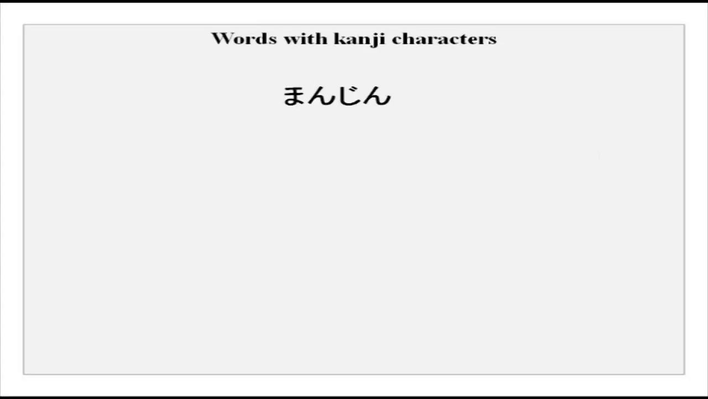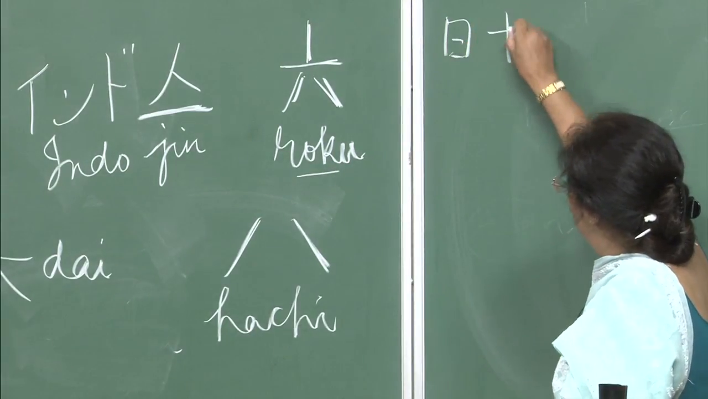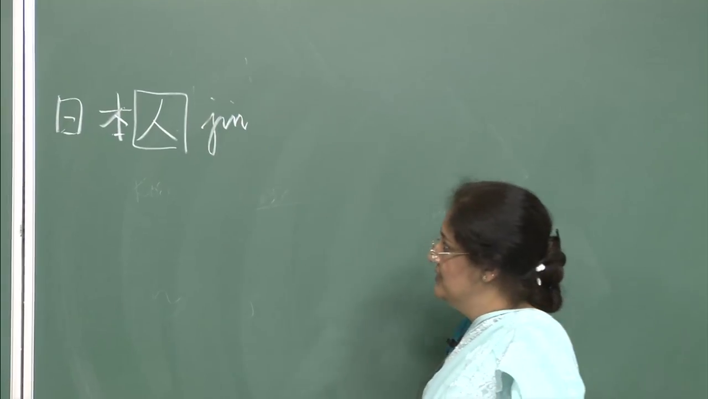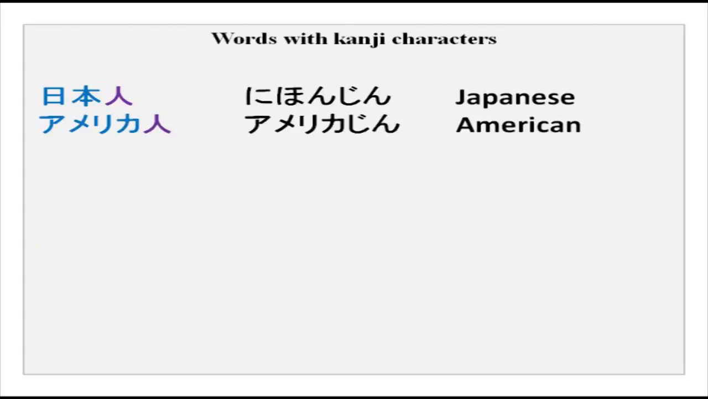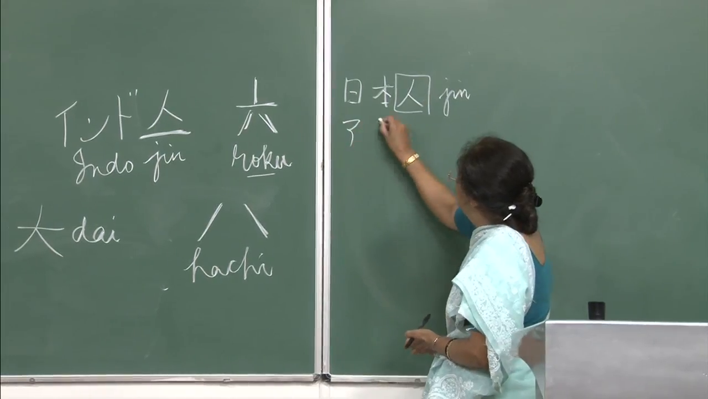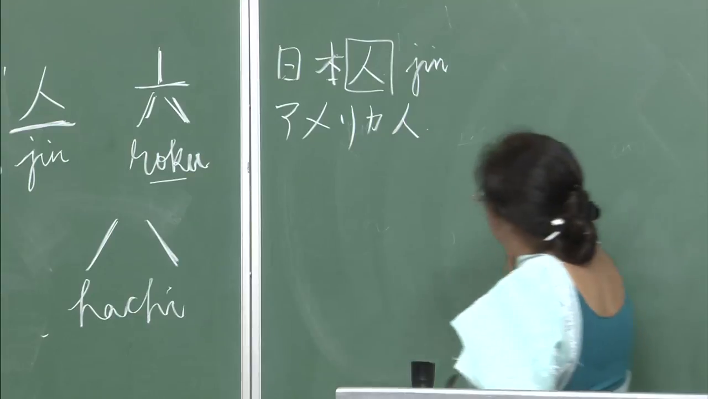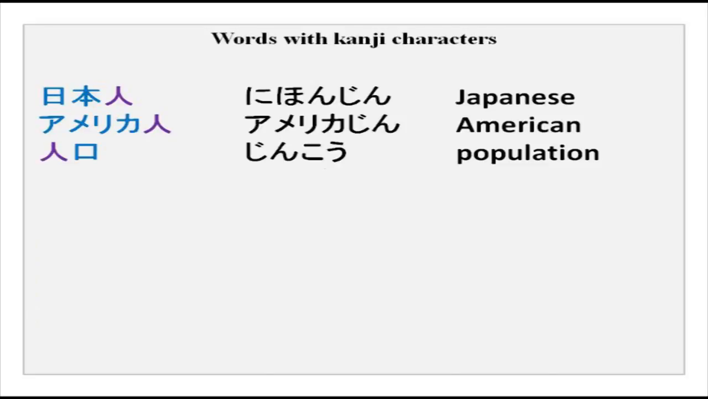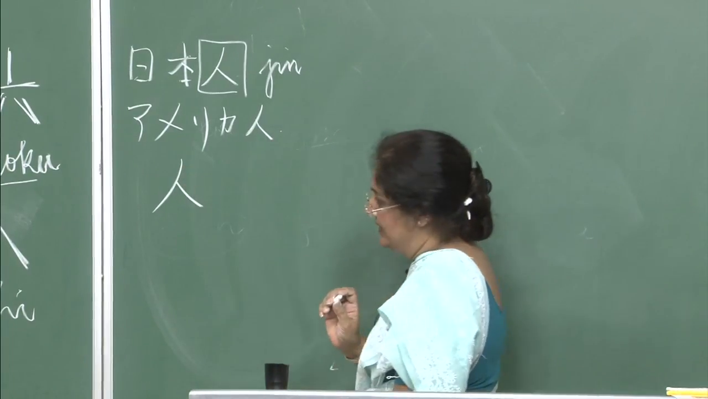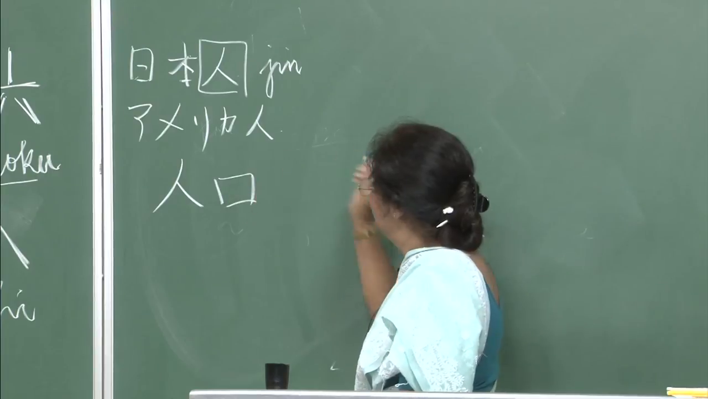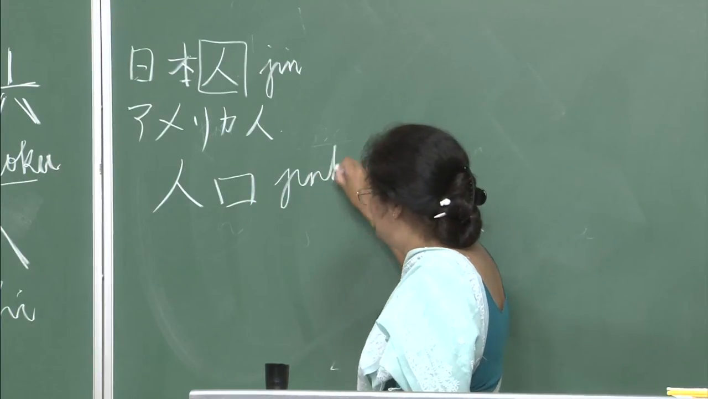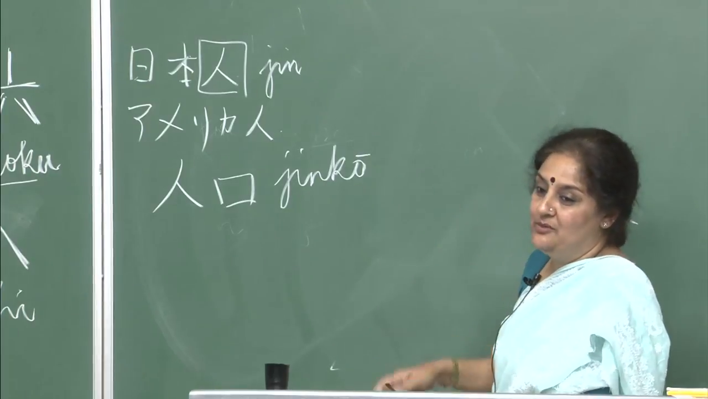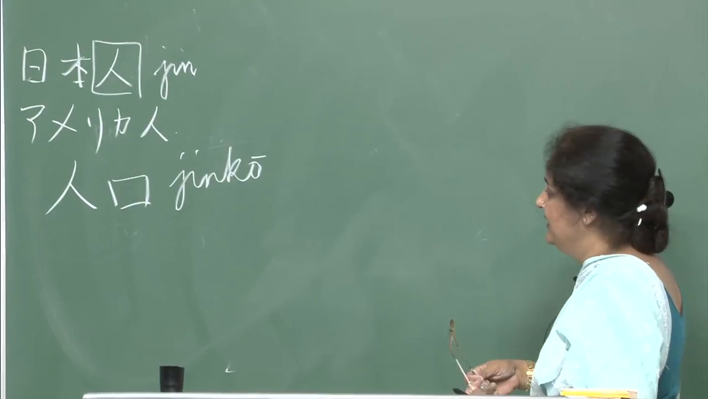Now some words with these kanji characters. Nihonjin. Nihonjin means a Japanese person, where jin is the word that we have done. Amerikajin, an American. Then we have Jinko. Jin is the word that we are doing, and Ko is a different kanji. Of course, we will do it later. But the word is jinko. Jinko means population. I am repeating it again and again for you so that you get the correct pronunciation.